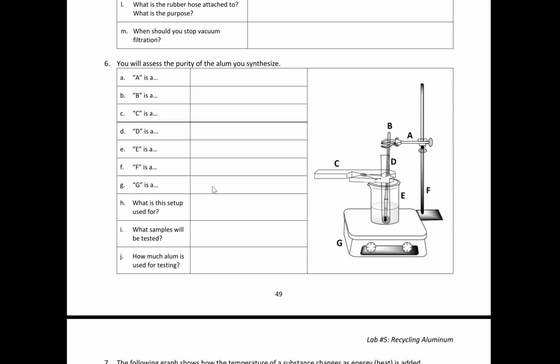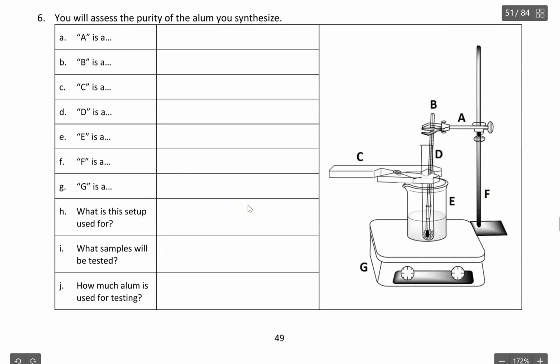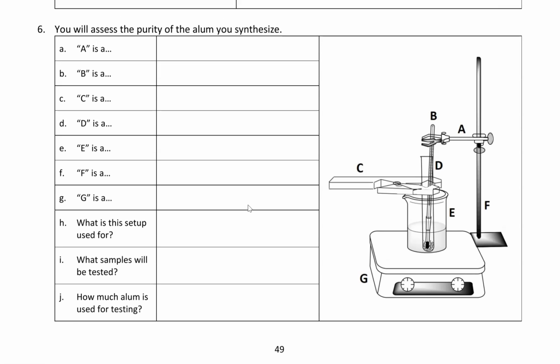This is a setup we're going to use to analyze the purity of the alum that you synthesize. So the first part of the lab is really making alum, going through the synthesis. The second part is trying to evaluate how clean, how pure is the stuff that I've made. So we're going to be using a really rudimentary setup to do this, basically a hot water bath to melt the alum crystals. A is a 3-prong clamp.